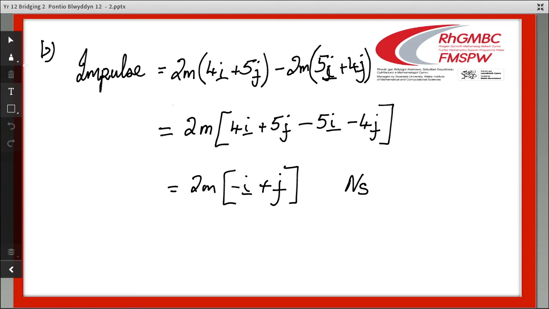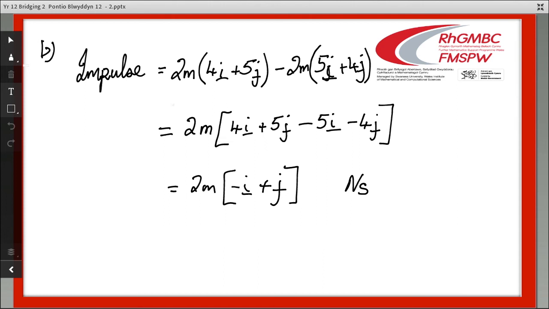That's why that's only worth 2 marks. Pick one of them and you go with that. So this one, it was the impulse of A acting on B. So because it says on B, we do work out the impulse for particle B. So that's why it's done that way.